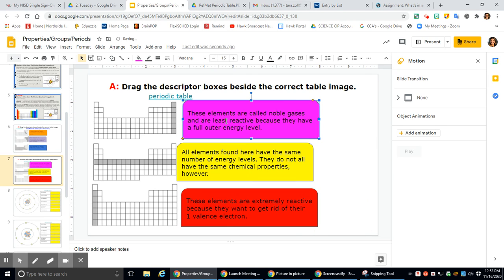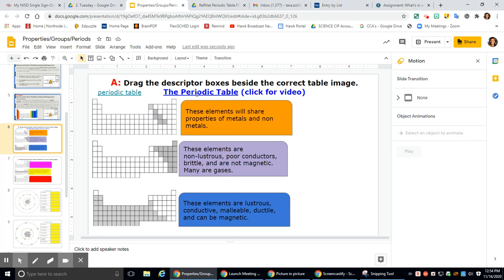And lastly, these elements are called noble gases and are least reactive because they have an outer shell that's full of 8 valence electrons.